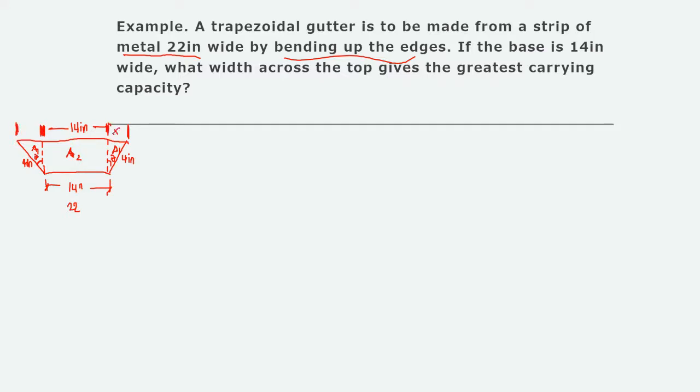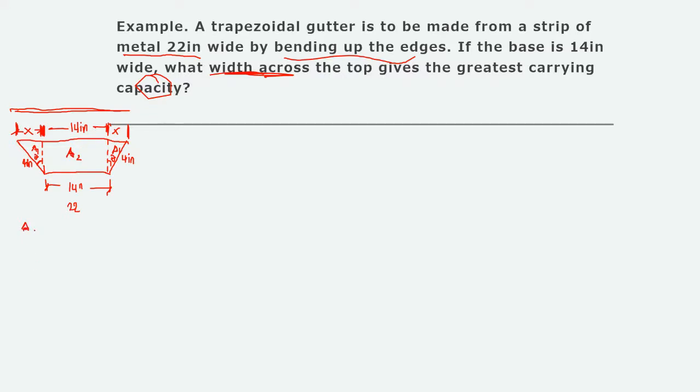So let's say this is x, since this is horizontal. We have to find the width across the top, meaning how long this one is at the top, that gives the greatest carrying capacity. So now, what we can do is formulate our equation. Since we are looking for the greatest carrying capacity, we need to look for the area. And since our figure involves two areas, the area for the right triangle and the area for the rectangle, we have here the area.